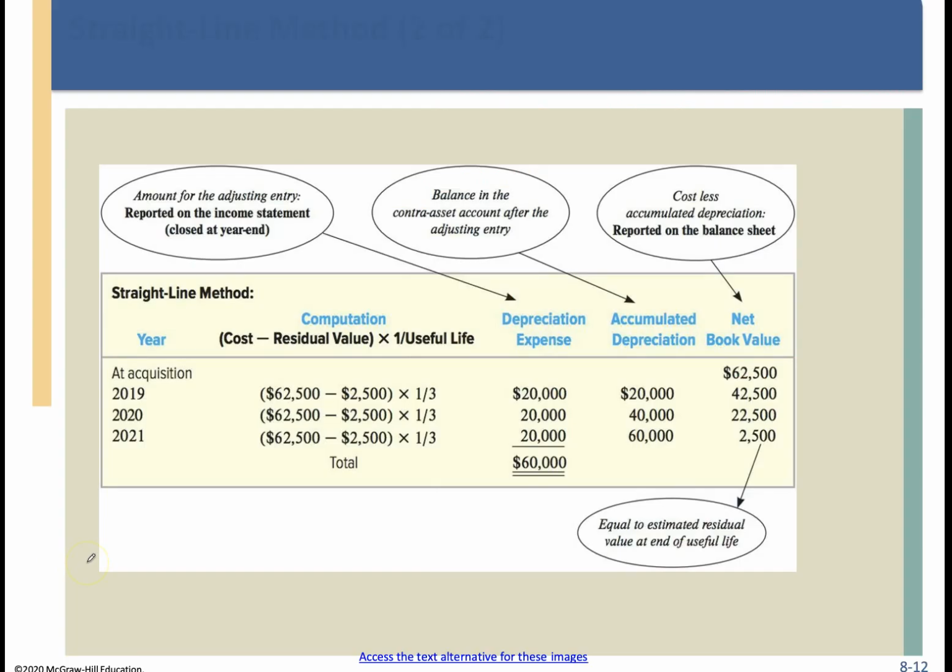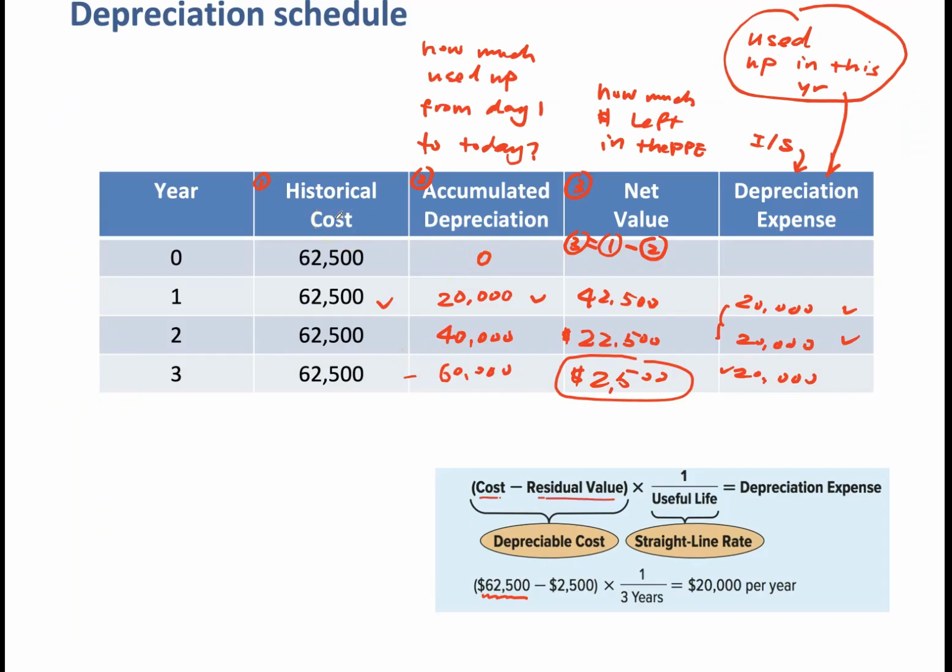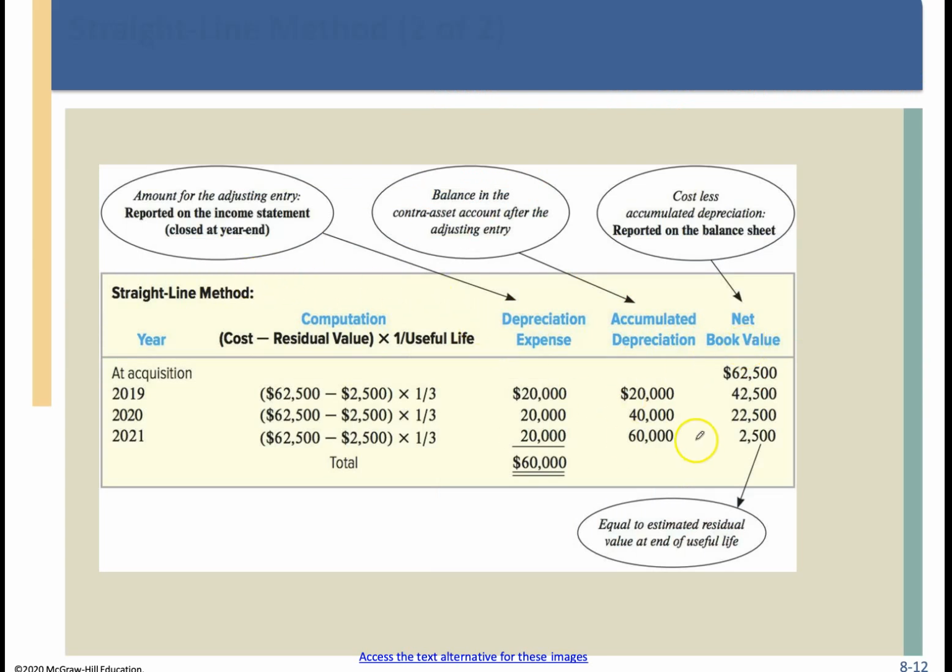So, in summary, this is a more beautiful schedule, which is the same as what I have just done. But basically, I want you to understand that historical cost, accumulated depreciation, and net value are all reported on the balance sheet, reflecting the original cost of the assets, how much has been used up to today, and what is left. Depreciation expense every year would be the same under the straight line, and it would be reported in the income statement. So if you read this beautiful table, it just tells you the same thing.